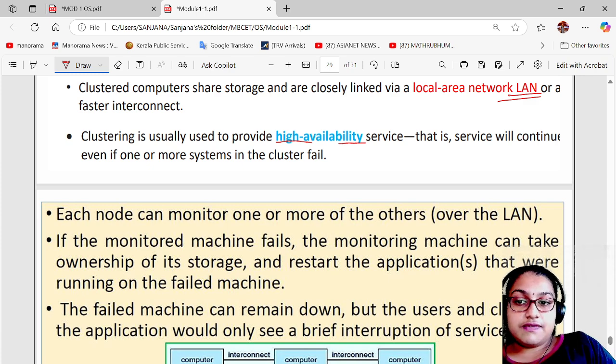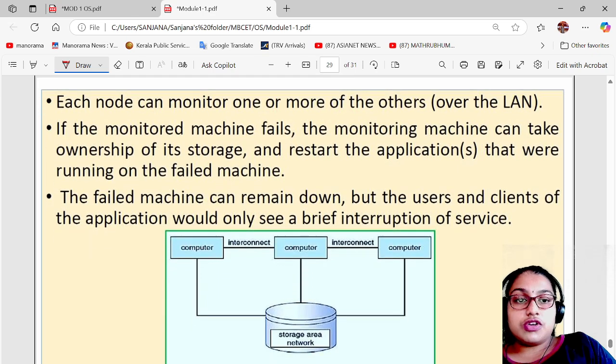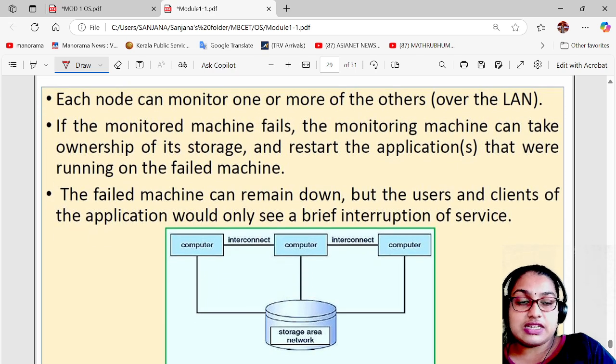Even if there is a failure in one particular system, the cluster will continue to operate. Each node can monitor one or more of the others over the LAN, since it is connected to the local area network. If the monitored machine fails, the monitoring machine can take ownership of its storage and restart the applications that were running on the failed machine.